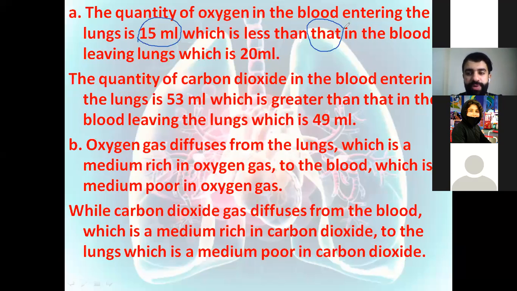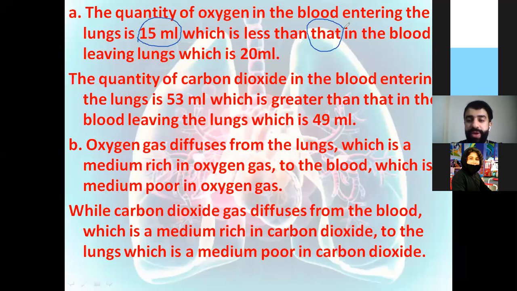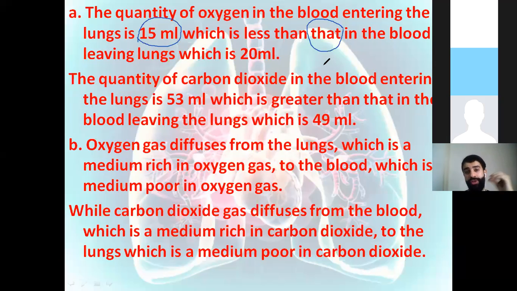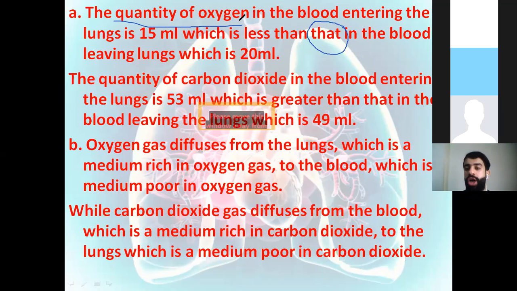Raise your hands, please, and take permission before you speak. Yes, Leia. It refers to the 15 milliliters. No, that refers to what? To the quantity of oxygen. So instead of saying the quantity of oxygen in the blood entering the lungs is 15, which is less than the quantity of oxygen in the blood leaving the lungs, which is 20, I use the word that. Instead of saying the quantity of oxygen twice, you can use that.